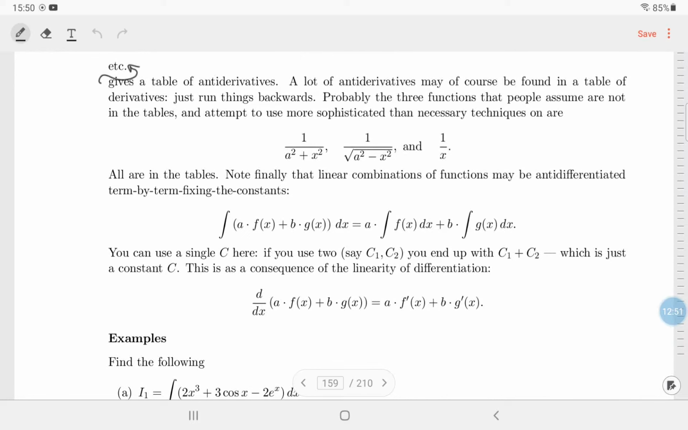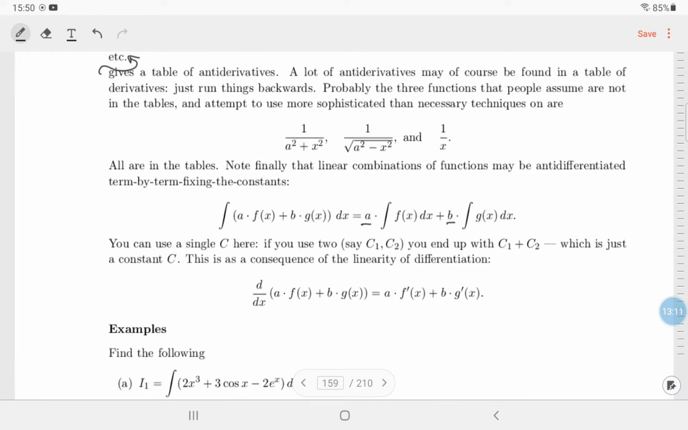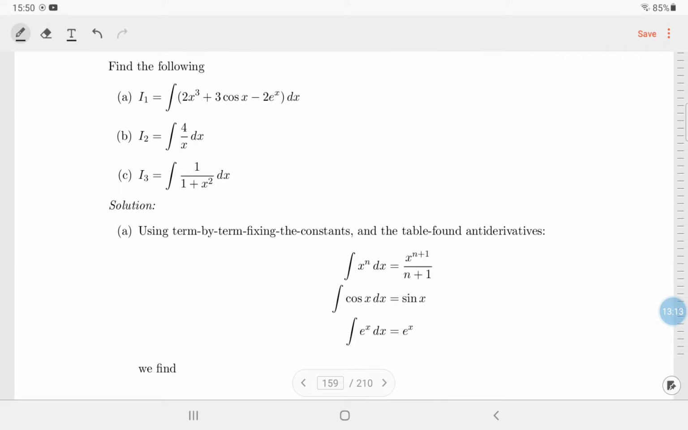And because differentiation and anti-differentiation are linear, we can anti-differentiate term by term, fixing constants like we did with partial differentiation. You can use a single c when you've got a sum. Now you can have loads of c1s and c2s, but they just, yeah. Okay, so let's do some examples.